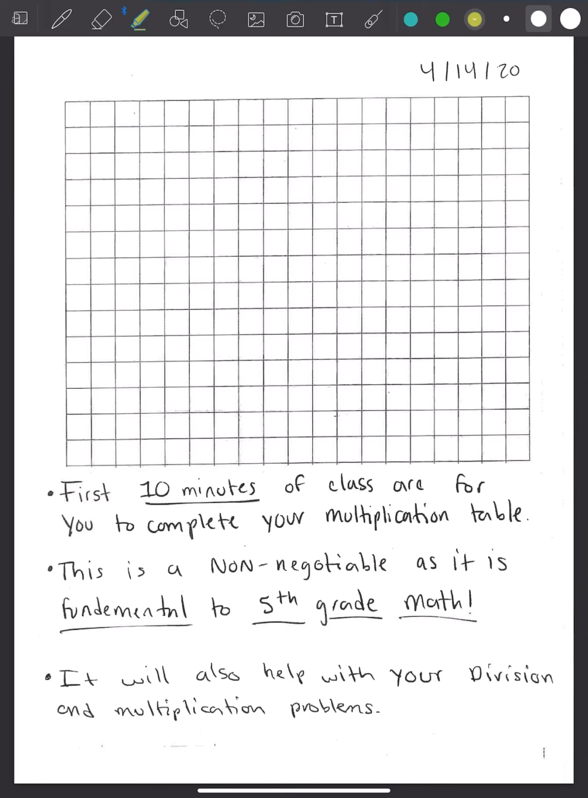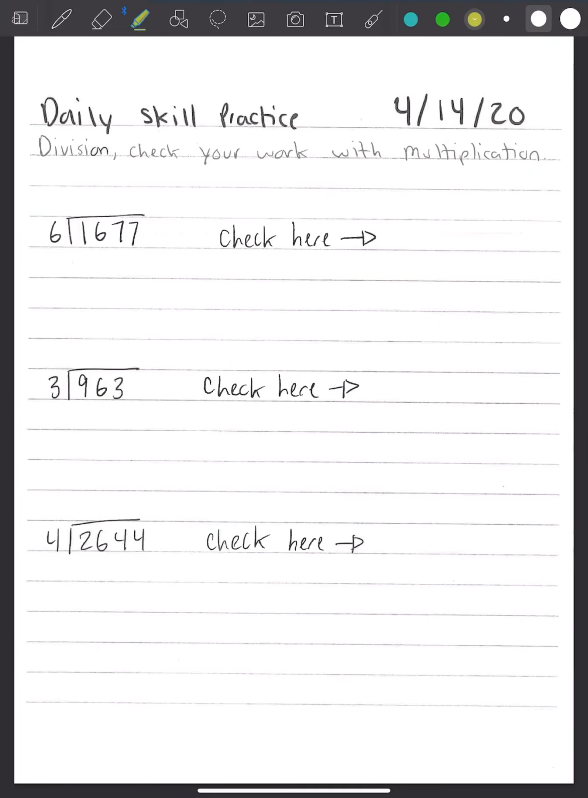Alright guys, so as you already know, we're working on our multiplication table for the first 10 minutes, and then you get to move on to your skill practice. In today's skill practice, you are working on division, but it's not only division, guys, because I want you to check your work. When you check your work, you do it with multiplication, okay? So you're both doing division and multiplication.